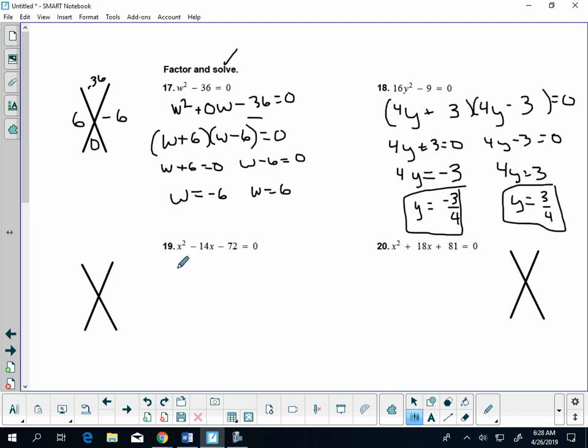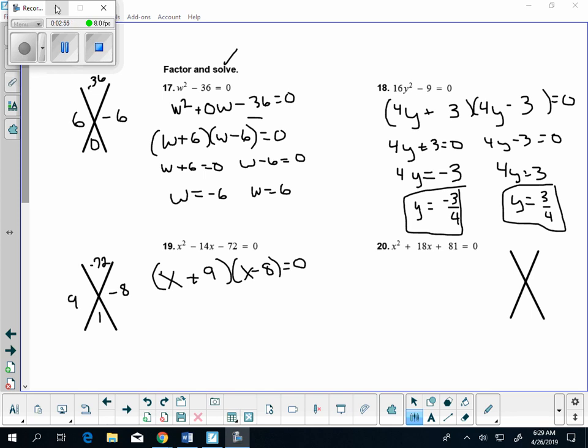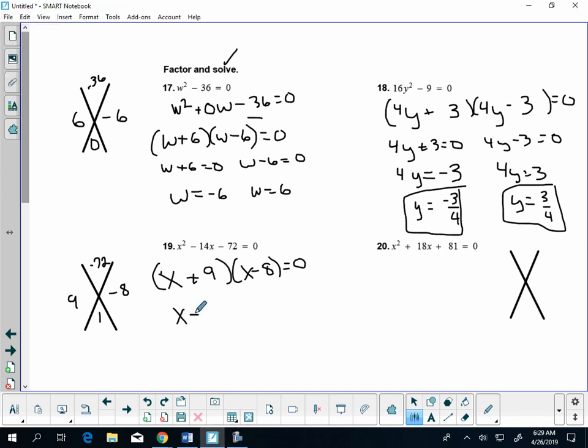All right, 19, I can go straight to my diamond because my coefficient is 1, negative 72, positive 1. Those numbers are 9 and negative 8. So x, not w, it's x. X plus 9, and x minus 8 equals 0. Take each one of those, set them equal to 0, and you're going to get x equals negative 9 and x equals 8.